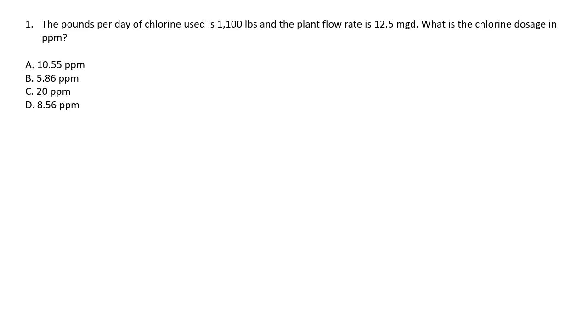Question number 1. The pounds per day of chlorine used is 1,100 pounds, and the plant flow rate is 12.5 million gallons a day. What is the chlorine dosage in parts per million? 10.55 parts per million, 5.86 parts per million, 20 parts per million, or 8.56 parts per million.